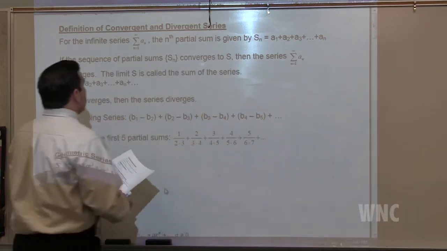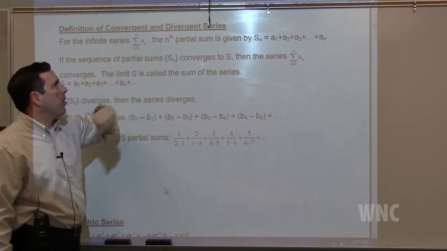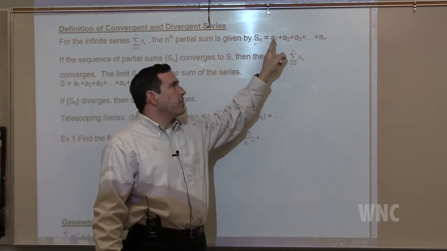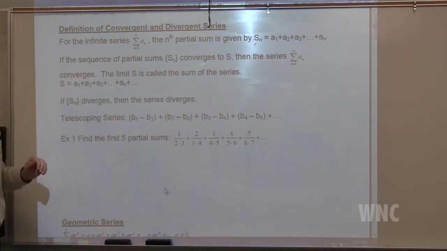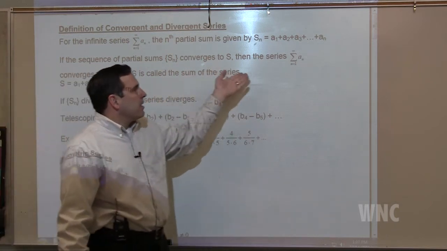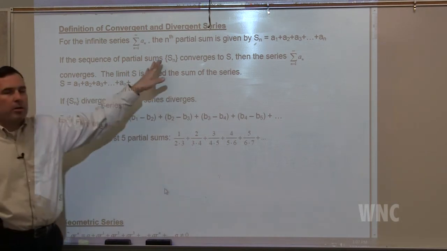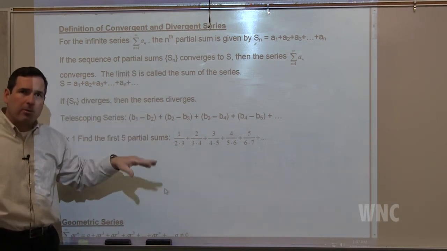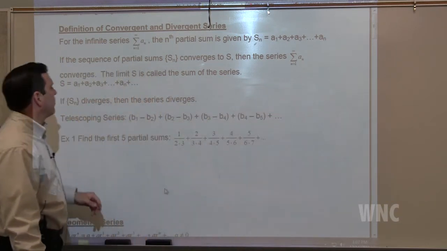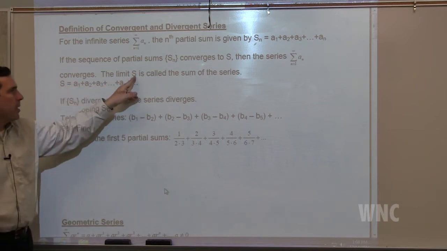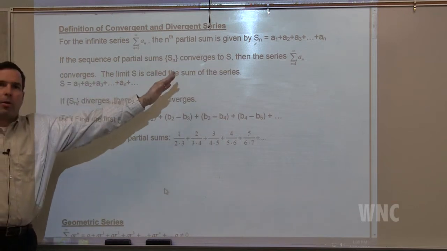Definition of convergent and divergent series. For the infinite series, n goes from 1 to infinity of a sub n, the nth partial sum is given by s sub n equals a1 plus a2 all the way through a sub n. If the sequence of partial sums s sub n converges to s, then the series converges. So if the partial sums are going to a specified value, that's where the infinite series is going to go. The limit s is called the sum of the series. The sum is a1 plus a2 plus a3 all the way through all the terms.